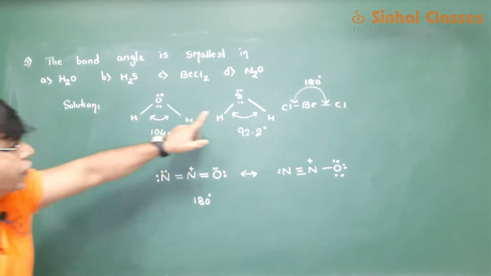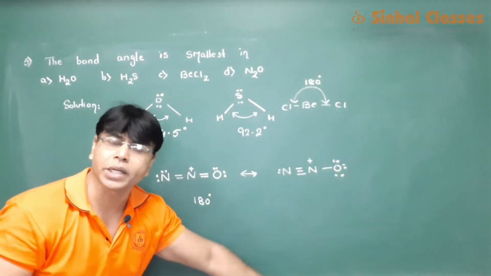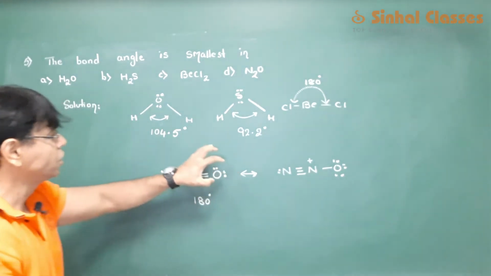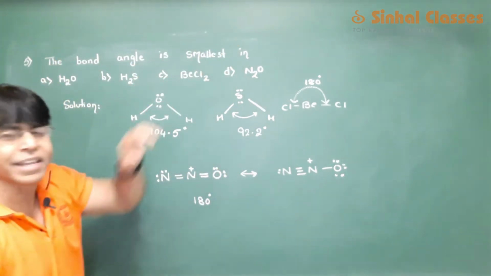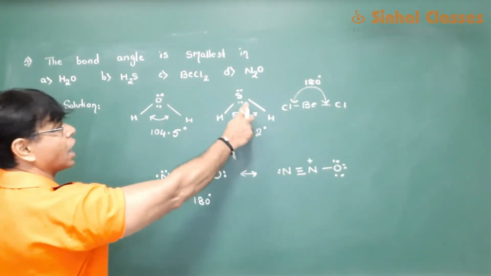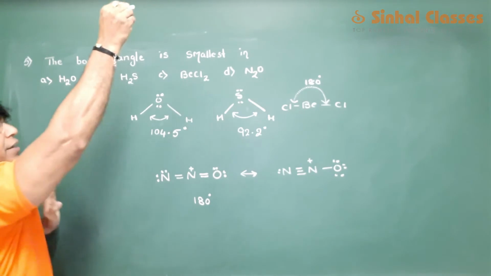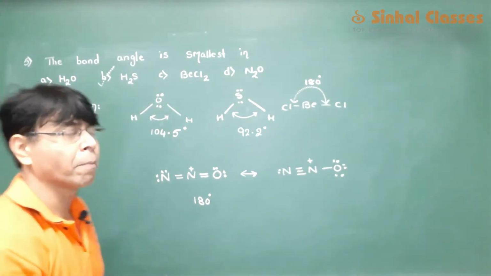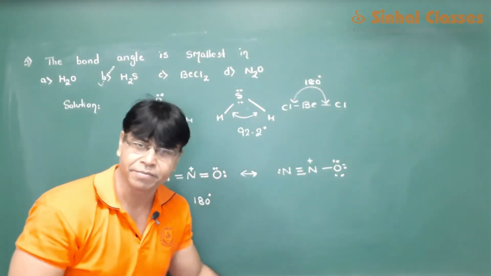So now observing the structures, what conclusion can you draw from here? The smallest bond angle they are asking for. So the smallest bond angle will be for hydrogen sulfide. It should be B, the answer for it.